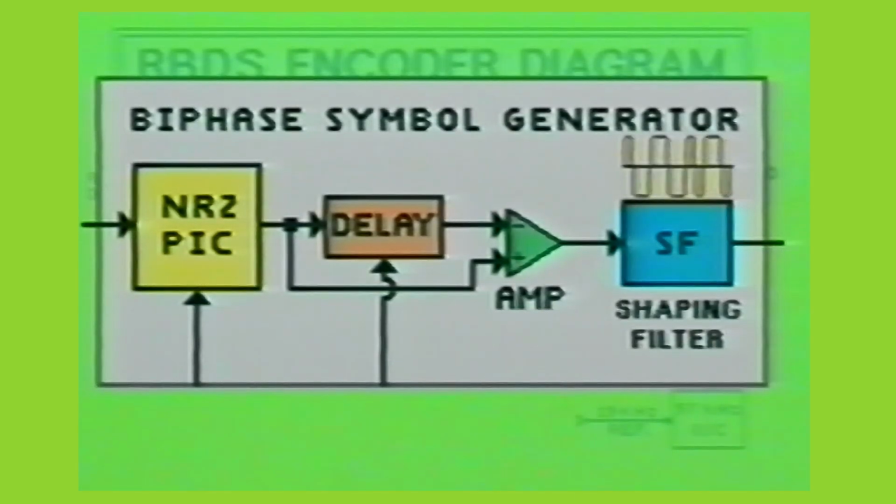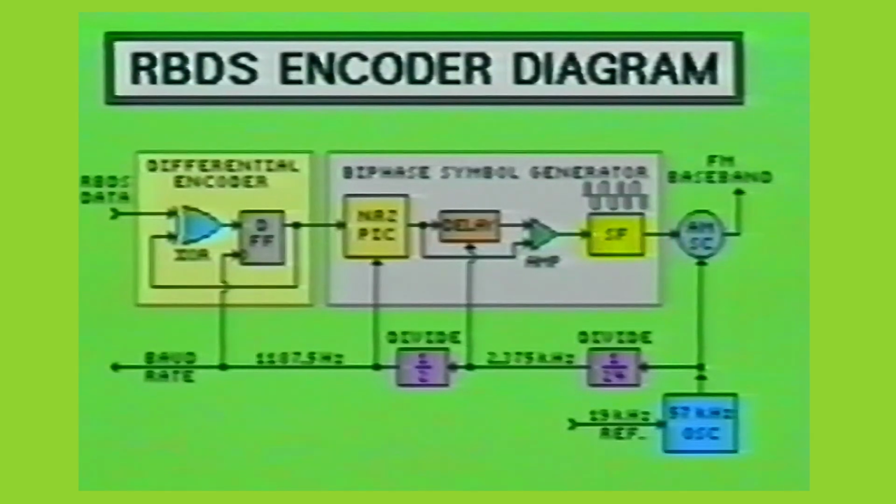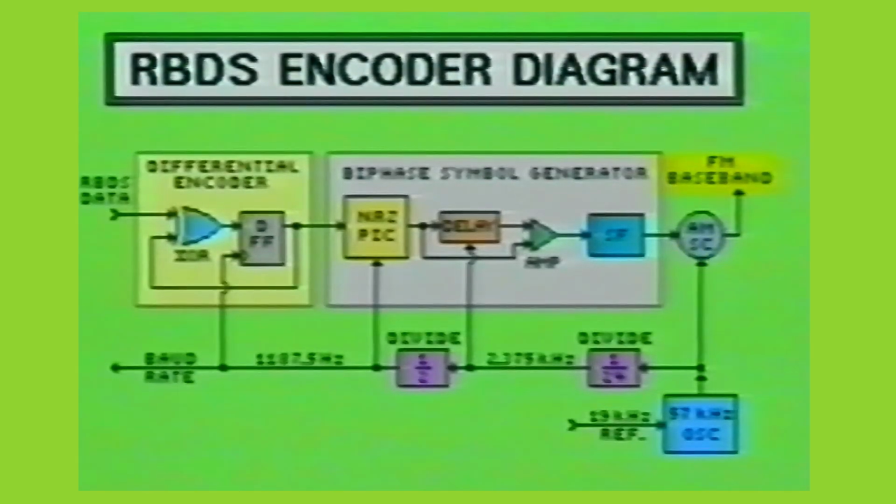The biphase waveform is mixed with the 57 kHz subcarrier to form an amplitude modulated signal, and then the 57 kHz subcarrier is suppressed. The amplitude modulated RBDS information is now injected into the FM baseband along with other program materials, where it is transmitted to the general public.